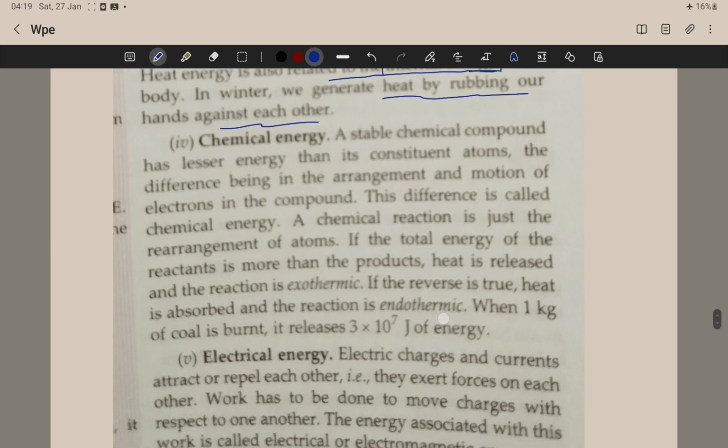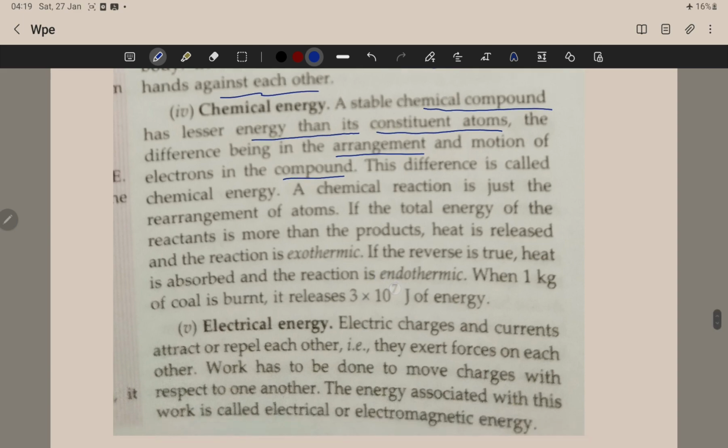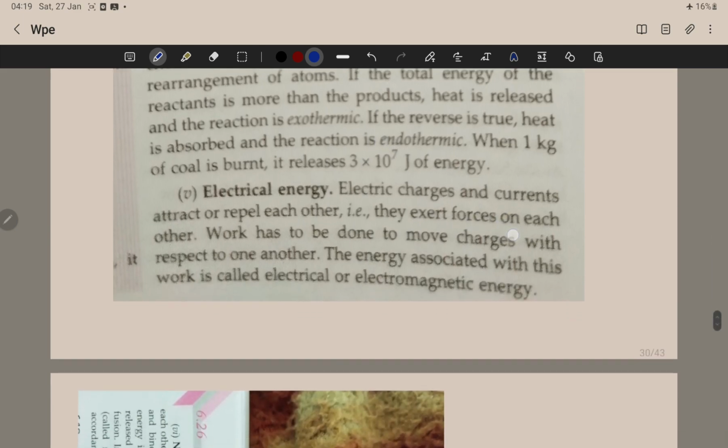Then there is chemical energy. A stable chemical compound has lesser energy than its constituent atoms, the difference being in the arrangement and the motion of electrons in the compound. The difference is called the chemical energy. The definition you can read.